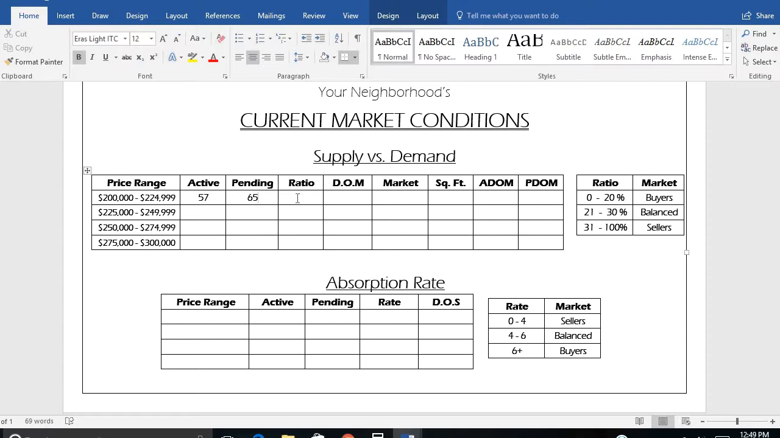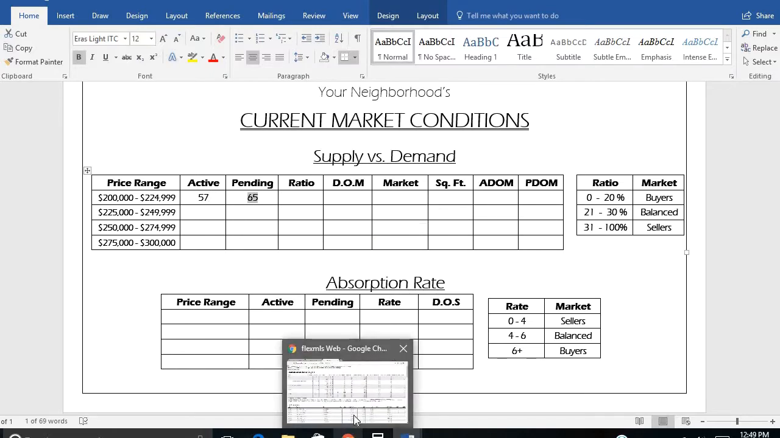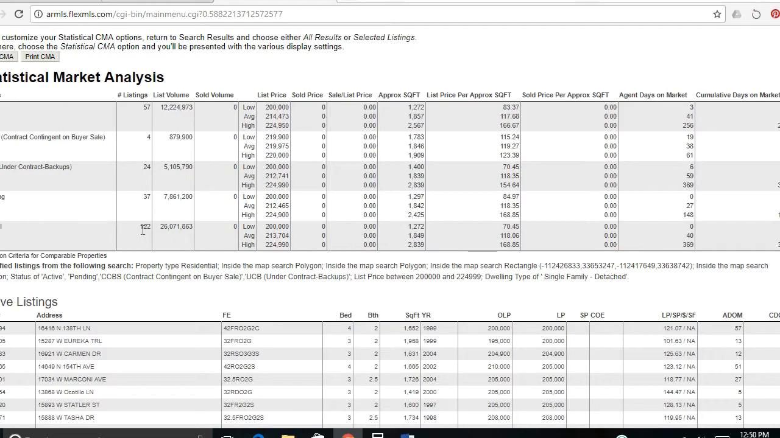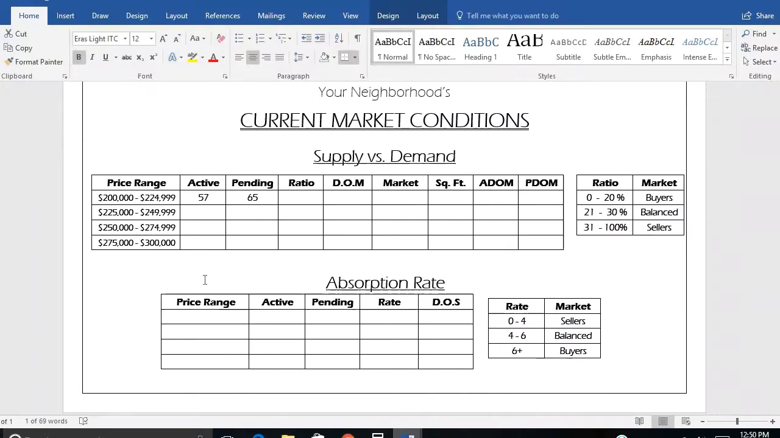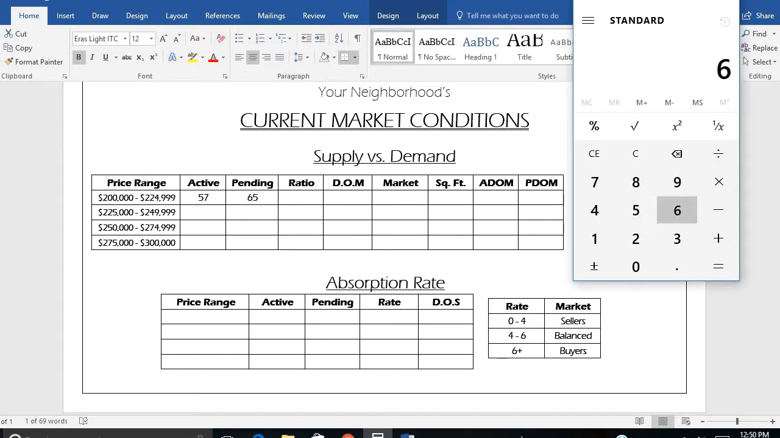Now, here's how we calculate our ratio. The handout has this on it in case you forget, because you will. To get our ratio, you take the number of pending and divide it by the total of the two. We add these two together, which is 122, our overall. So we take the pending, which is 65, divided by 122. And that gives us 53.27.